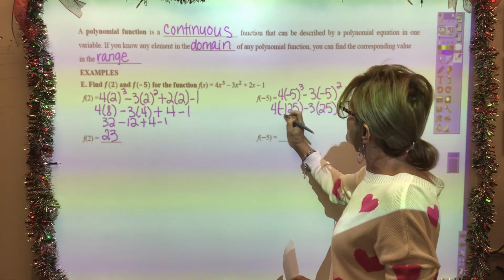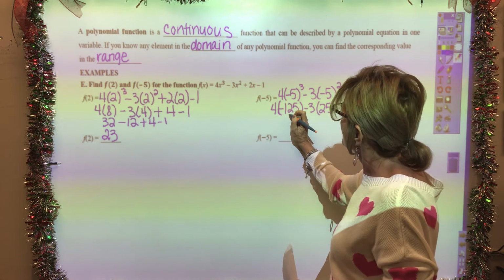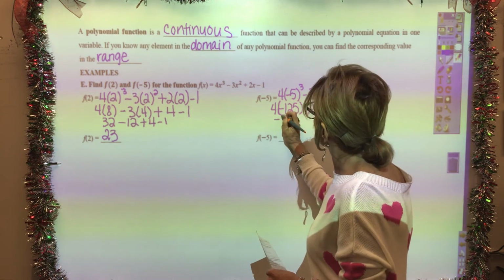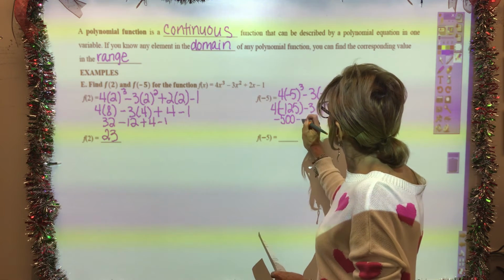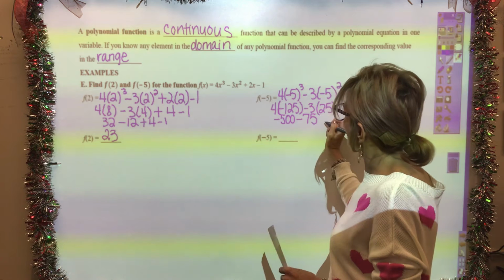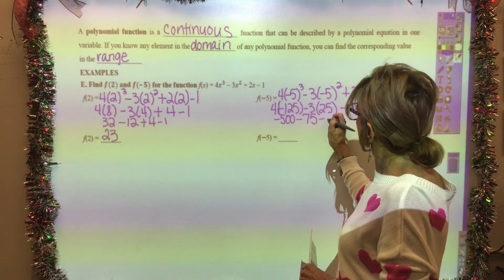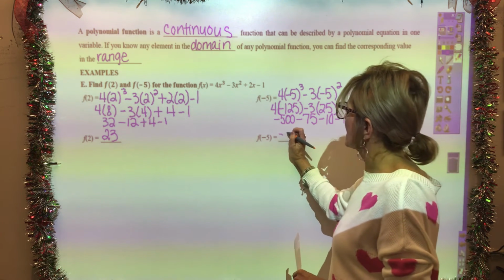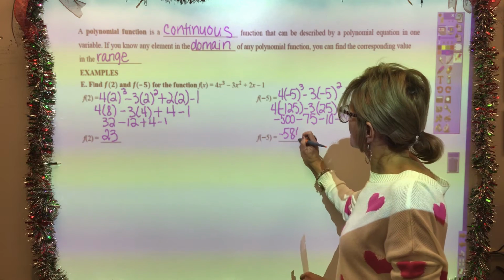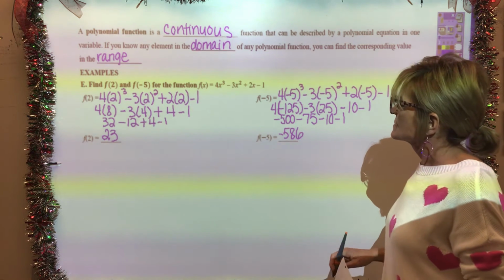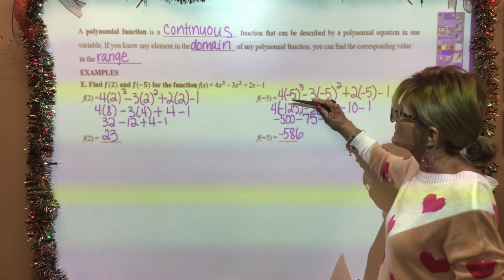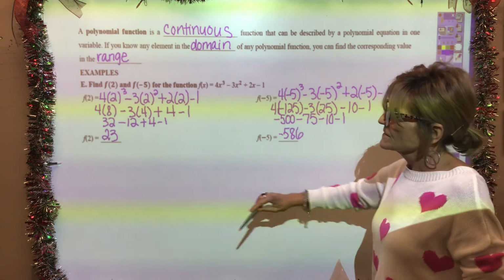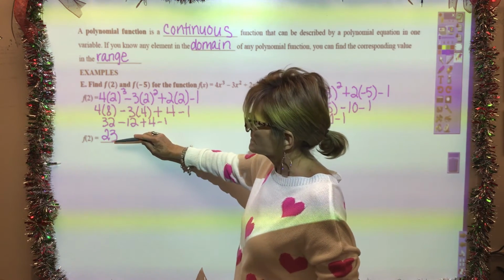Okay, so 4 times negative 125 is going to be negative 500, I believe. Yes, negative 500 minus 75, so that'd be negative 575, minus 10 would be negative 585, minus 1 would be negative 586. So in our domain, when the domain was negative 5, the range was negative 586. When the domain was 2, the range was 23.